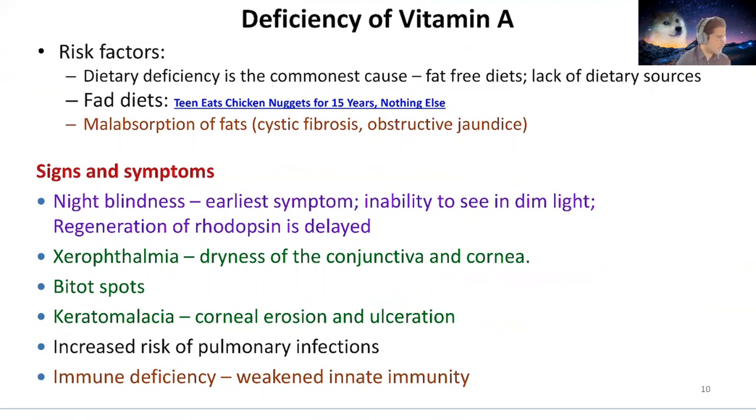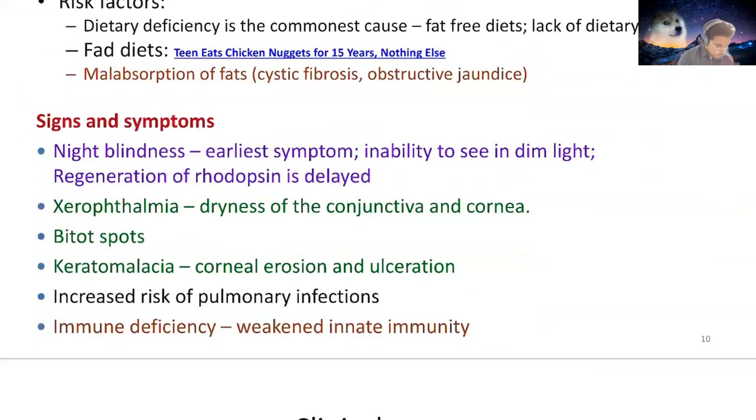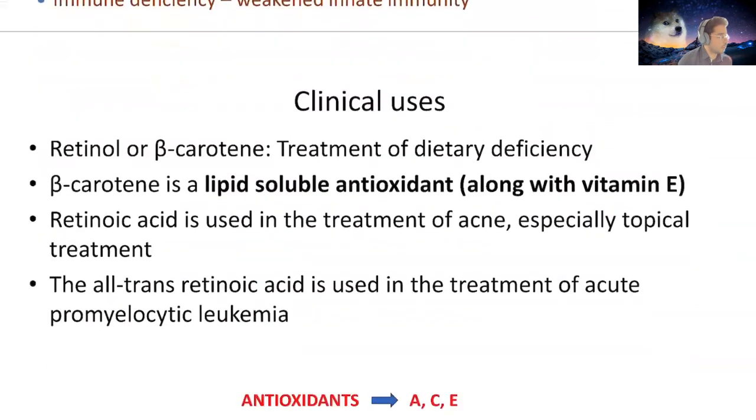Now, buzzword for this: dryness of the conjunctiva and cornea. This one, they even threw in the stem and I had no idea what I was looking at. But the only reason I got it was because of reading about rhodopsin, but Bitot spots are in the eyes. These are little spots that appear in the scleral component. So use that to your knowledge.